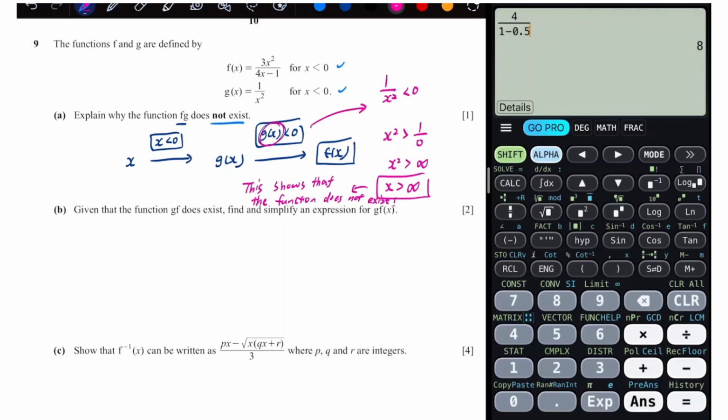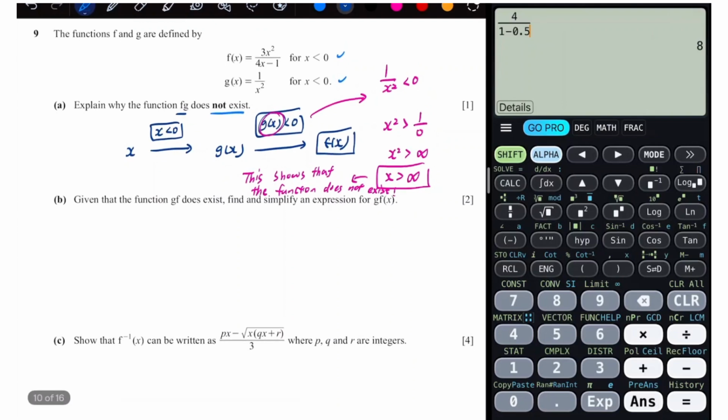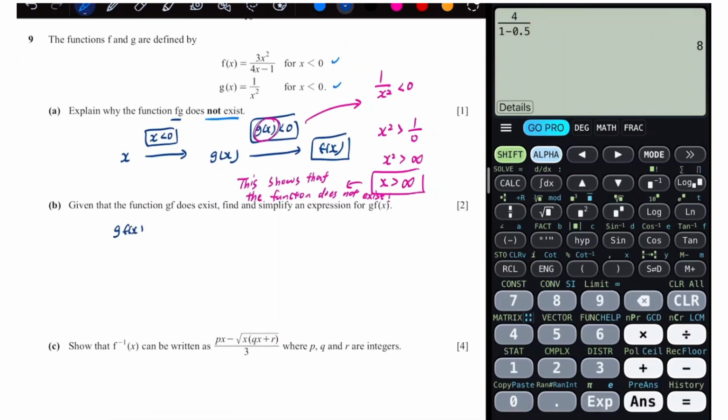Next one: given that the function gf does exist, find and simplify the expression for gf(x). Say this function does exist, meaning we can't use whatever they have given us over there. So gf(x), just write it down. gf(x) is a different function. So g, then we just have to replace everything in there: 1 divided by this whole thing, and then we have to square as well.